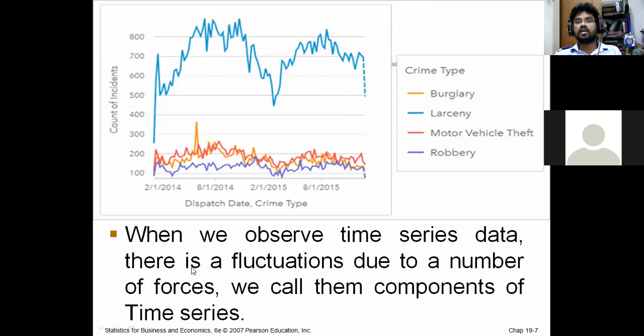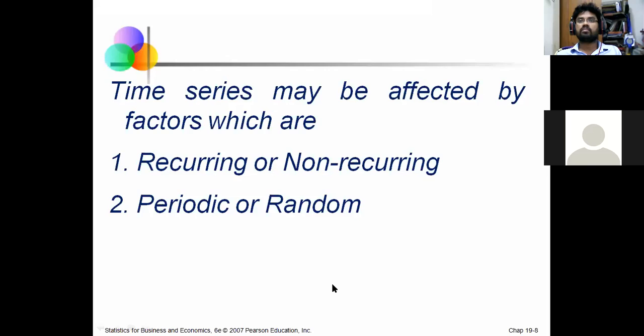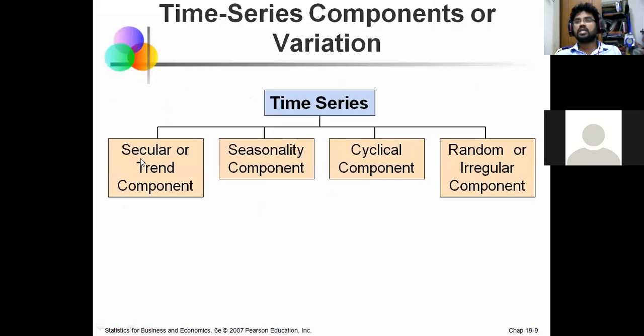Generally, as I told you, when we observe time series data, there are some fluctuations due to a number of forces. So we call them components of time series. As we discussed, secular trend, seasonal variations, cyclical variations. We left the random variations. One by one we will discuss briefly.